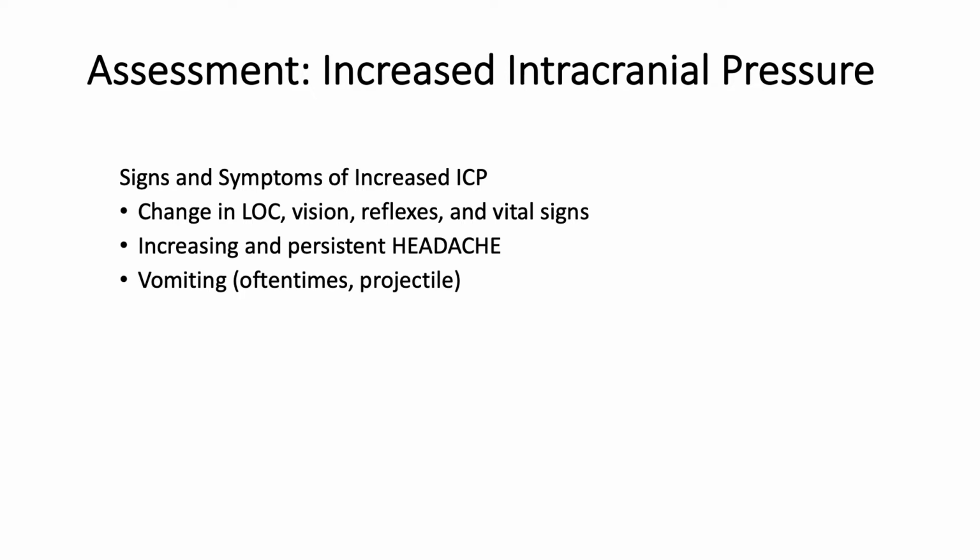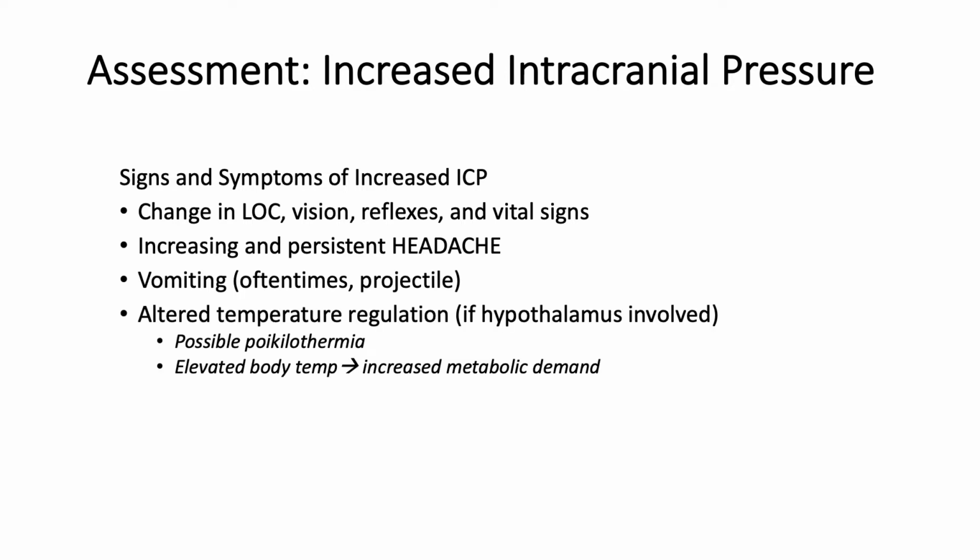Now keep in mind that in our brains lies the hypothalamus, and the hypothalamus helps us regulate body temperature. So if this increase in intracranial pressure has started to stress the hypothalamus, it may not be able to do its job as well. And we could see poikilothermia, where the patient is unable to regulate their own body temperature, resulting in abnormally low or high temperatures. And in general, it's important to remember that an elevated body temperature can increase metabolic demand, which increases ICP. So you can see how these can potentially become a cyclical process.